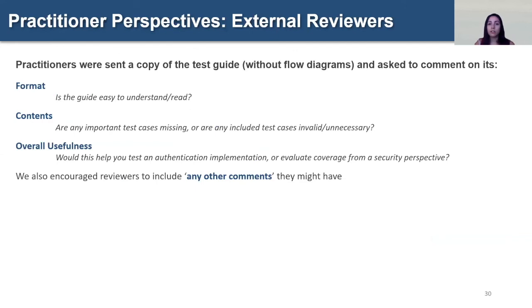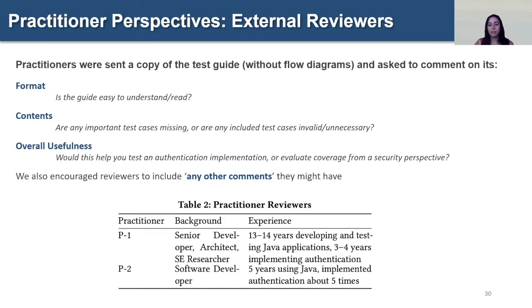We also talked to 2 external reviewers who did not contribute to the dataset, and we sent them a copy of the test guide, which at the time did not include the flow diagrams, and asked for comments on the format, the contents, and the overall usefulness, as well as any other comments they might have. And these 2 developers also had significant experience, especially developer 1, and they had both implemented authentication in the past.